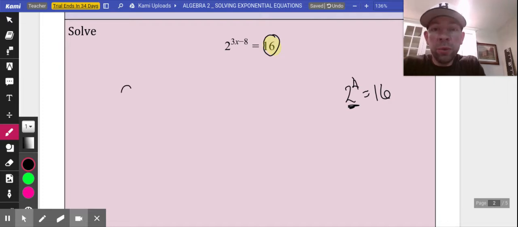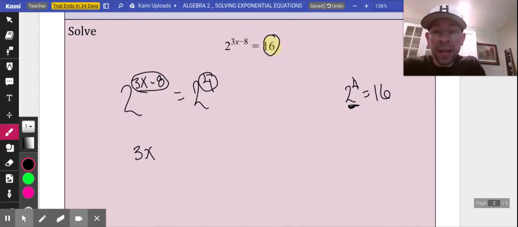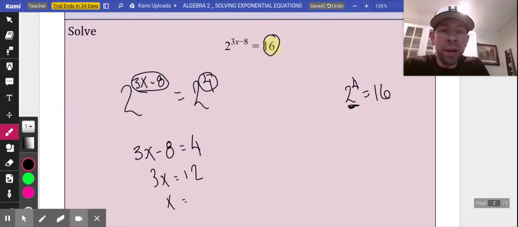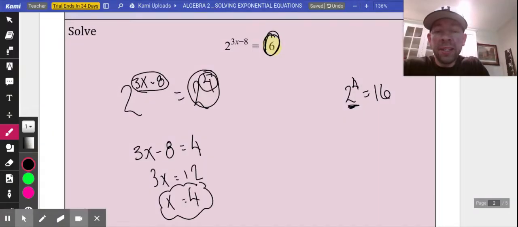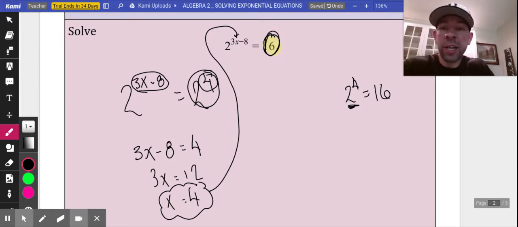So we've got 2 to the 3x minus 8 equals 2 to the 4th. We've got the same base on both sides, so I'm going to set this exponent equal to this exponent. So we get 3x minus 8 equals 4. 3x equals 12. I told you we're off to the races once we get there. The hardest part by a mile is just replacing that 16 with 2 to the 4th and recognizing that. So we get x equals 4. A real easy check: we could substitute that 4 back in for x to confirm that we do have a winner, winner, chicken dinner.